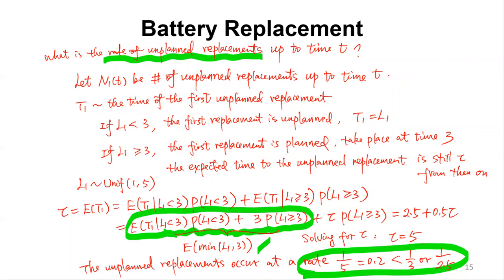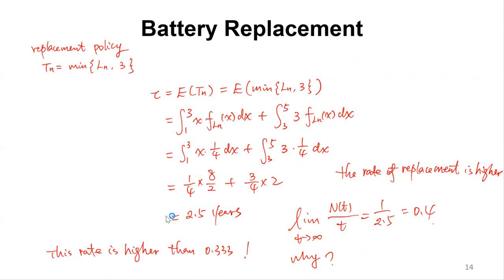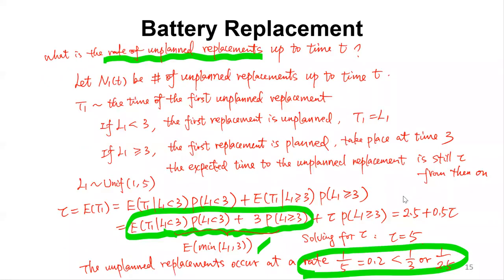So the unplanned replacements occur at a rate of 1/5 equals 0.2, which is much less than 1/3. What is 1/3? Replace upon failure, okay? Or 1/2.5, which is the rate no matter whether it's planned or unplanned, and this is the average. So the unplanned replacement occurs at a much lower rate.